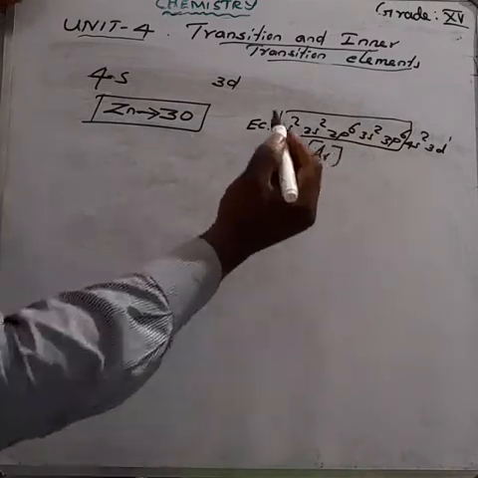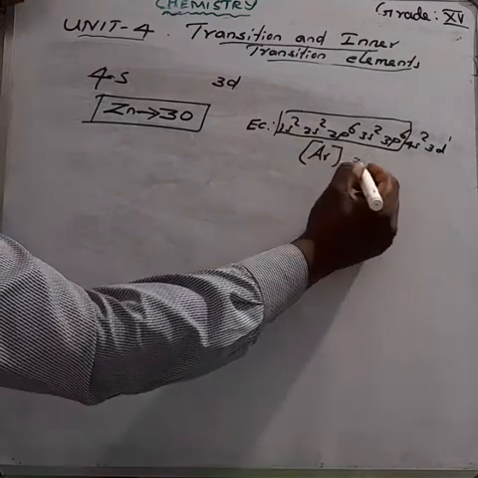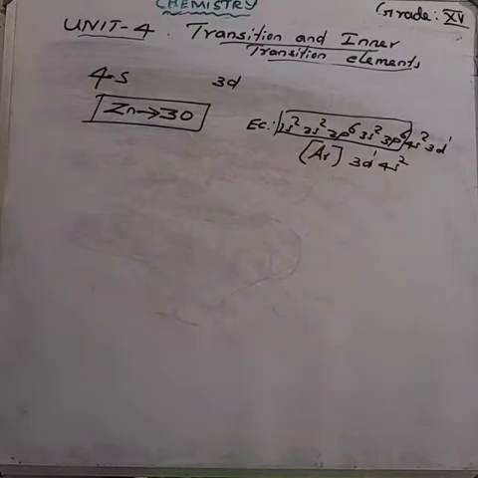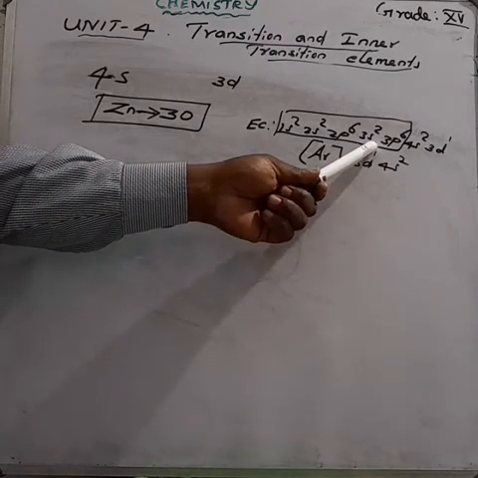Remaining is 3d1 4s2. Why are we writing the 4s2 outside? Because it is completely filled. 4s is completely filled. So here the d subshell has only one electron. Am I right? Because the atomic number is 21.